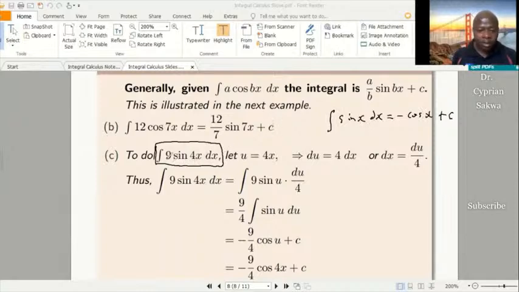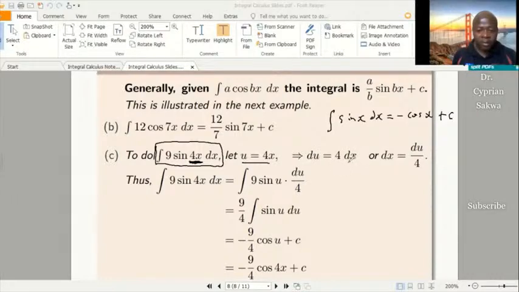But looking at this question here, this is not x. This is more than x. So we must equate it to u, just as we did in the first example. We equate this to u and then differentiate. So that's what I've done. Let u be 4x. Then differentiating this, on the left side I have du, and on the right side I have 4dx.